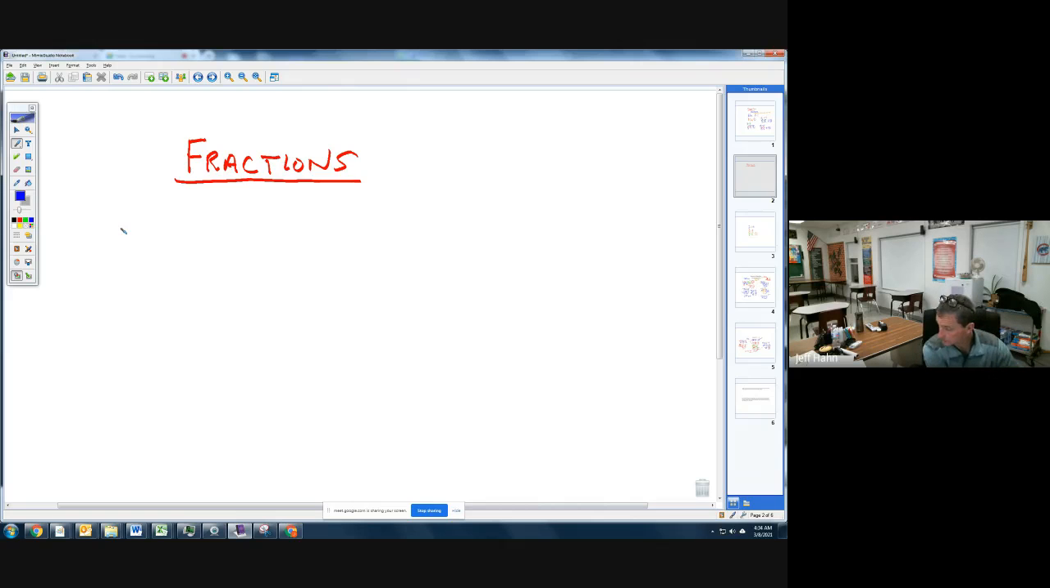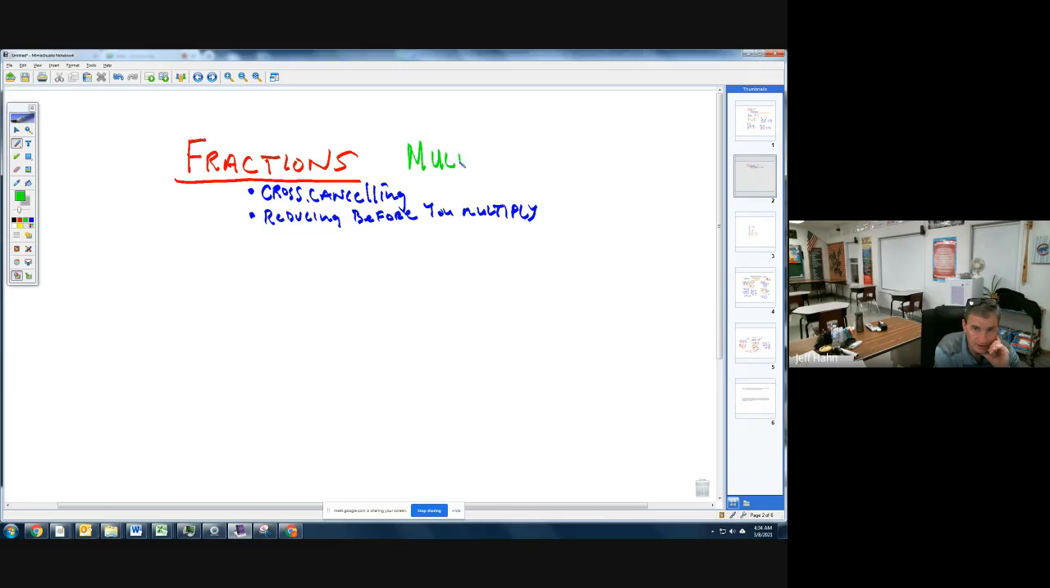Basically, it deals with fractions and what most people call cross-canceling them. The book says reducing before you multiply. So really the little subheading under all of this should have been multiplying fractions, because that's what we're talking about, multiplying them.